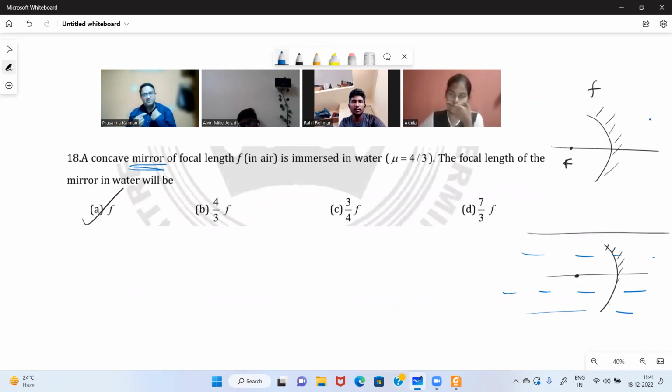In case of a spherical refracting surface, if refraction is happening, then the focal length of the spherical surface will change. In case of a mirror, only reflection is happening. Therefore, the focal length of the mirror will be the same. Okay, guys. Shall we go to the next one? Yes, sir.